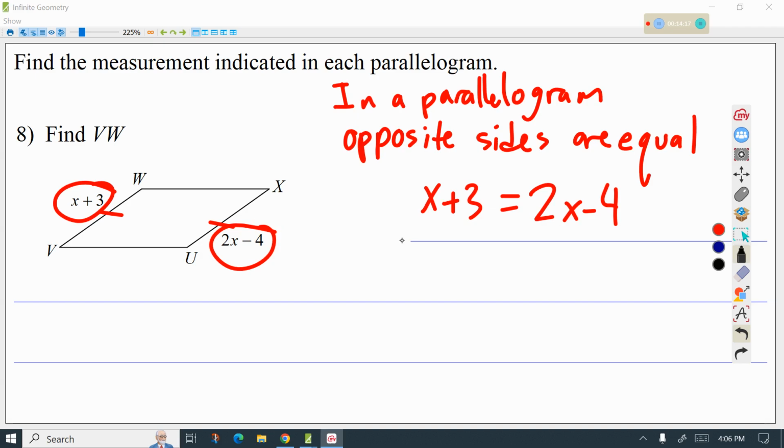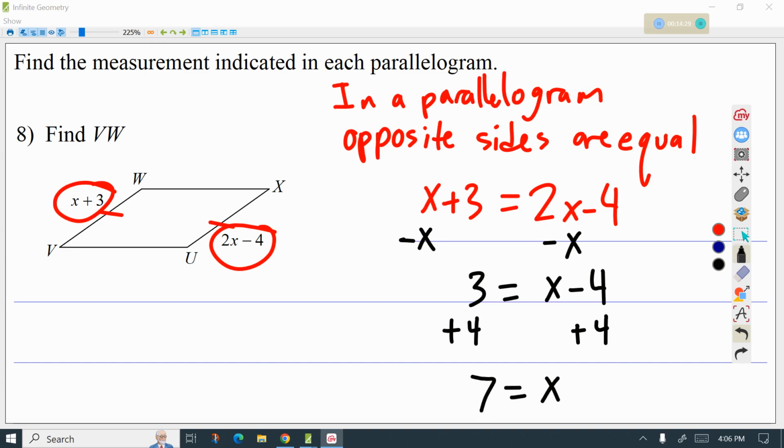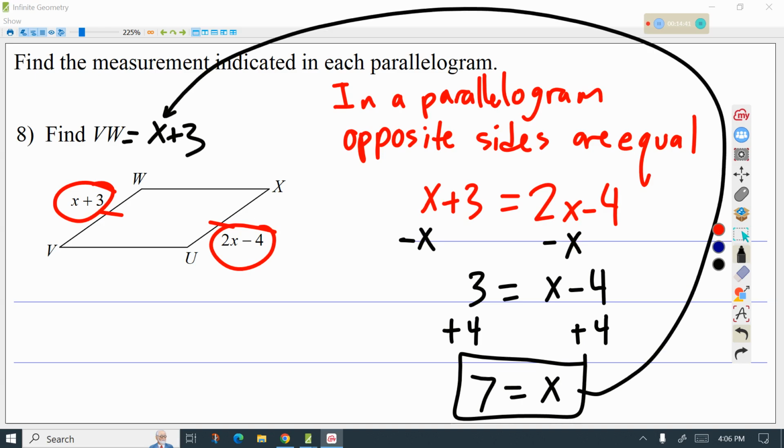And then to solve this, we'll take away x from both sides, and that'll give me this one-step equation where if I add 4 to both sides, x equals 7. So we want to find VW, but VW is equal to x plus 3. So don't forget again that I'm going to take that value and throw it in there for x. Okay, so we're going to do 7 plus 3, that's 10, right? So I think I'm going to get 10. So now we'll write it. All right, 7 plus 3, and that's definitely 10. So there we go. Okay, number 8 is complete.